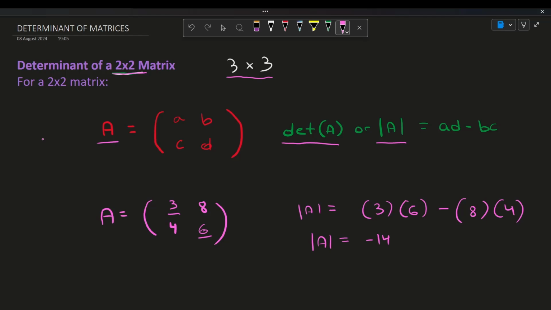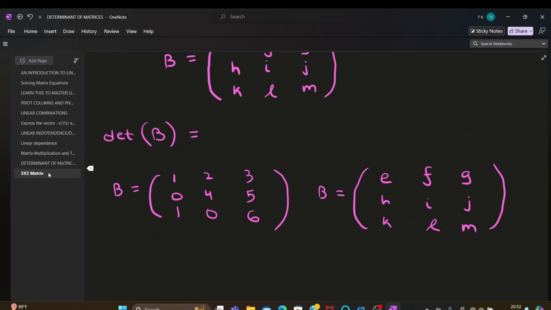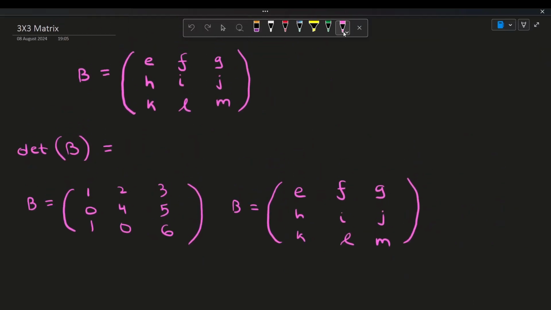But it does get more complex when we start learning 3 into 3 matrices. But I'm going to break it down for you, so make sure you stick around until the end of the video. So now, let's start with 3 into 3 matrices and look at how we can go about solving these.